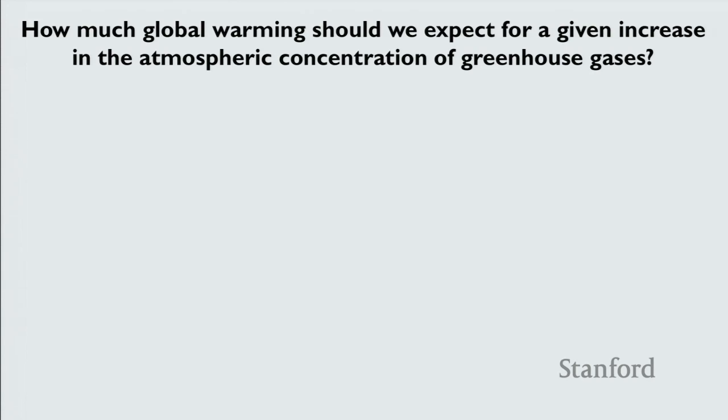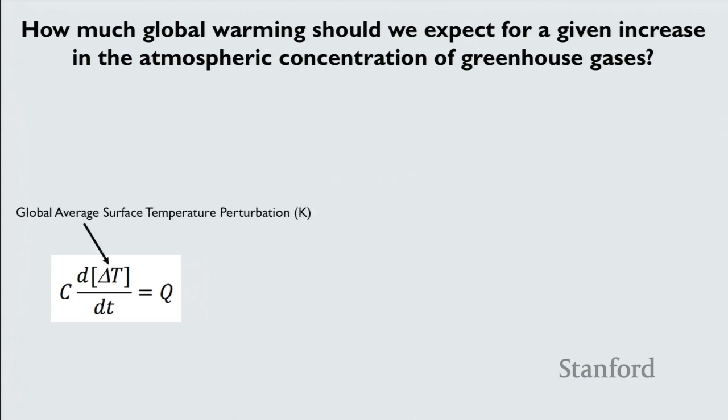Okay, so our basic question: how much global warming should we expect for a given increase in the atmospheric concentrations of greenhouse gases? I think it's helpful to think about this question in terms of first principle physical equations, first principle thermodynamics. This comes from the first law of thermodynamics, that we can think about the change in temperature of the surface of the planet, which I'm going to define as delta T, a perturbation from the equilibrium value, as related to the heat capacity of the system and then the net energy flux imposed upon that system.